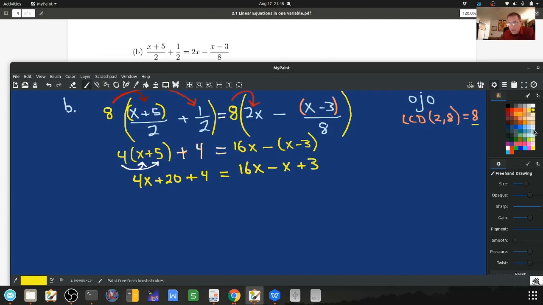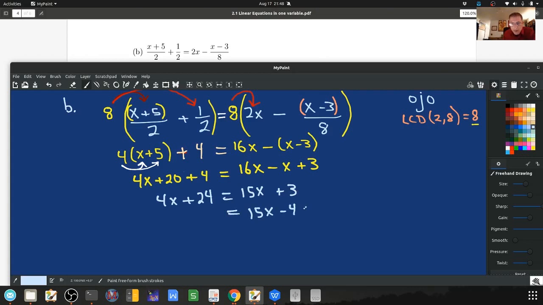So now when it comes to the combining of like terms, I have something to do on both sides. So my 4x, that's my only variable term on the left-hand side. My 20 and 4, I can combine those to get 24. 16x minus x is 15x plus 3. So now what I'm going to do is move the 4x to the other side.